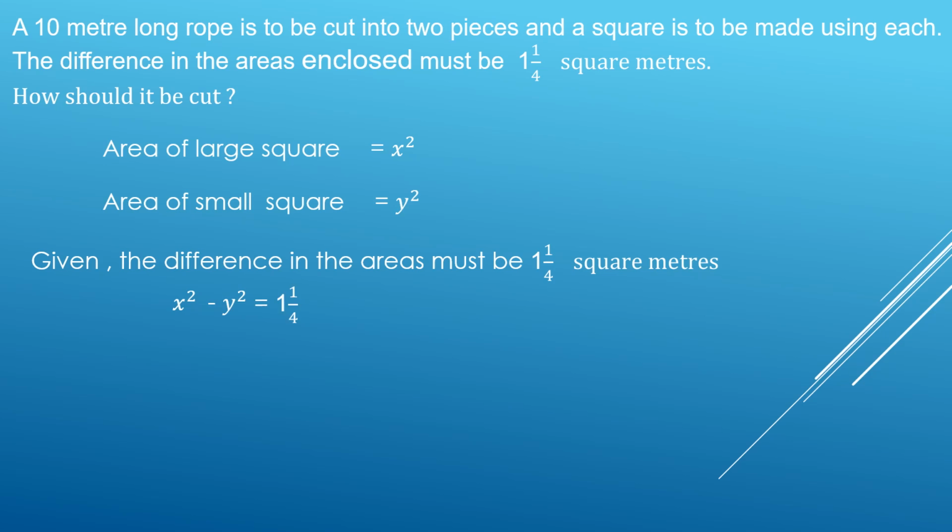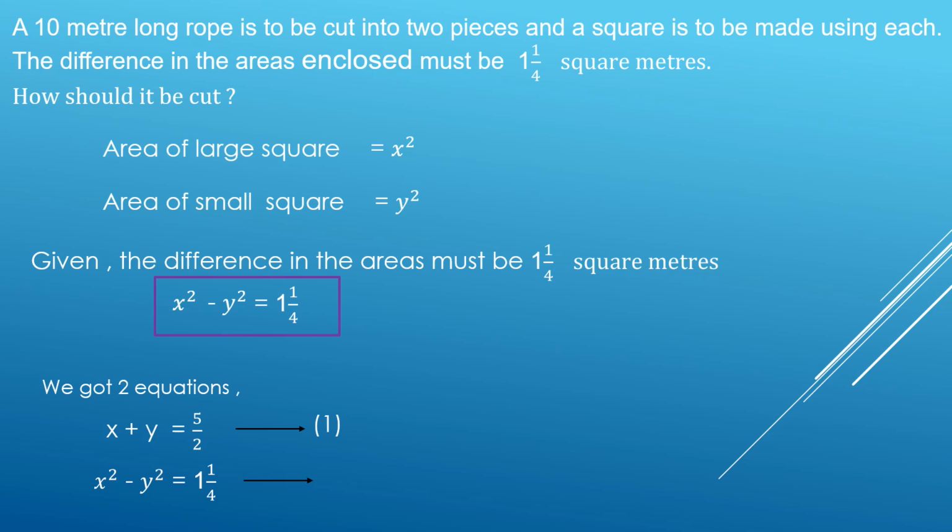Good. So we got the next equation, x square minus y square equal to 1 by 4. So we got two equations. One is x plus y equal to 5 by 2. We call this equation 1. And the next is x square minus y square equal to 1 by 4. And we call this equation 2. So again, you can compare this question with the previous one and tell me what you are going to do next.